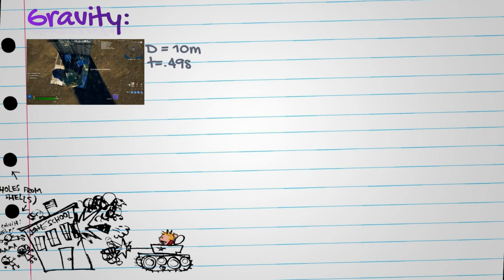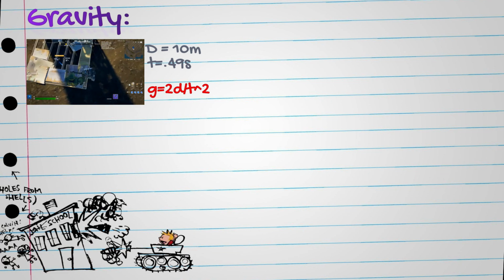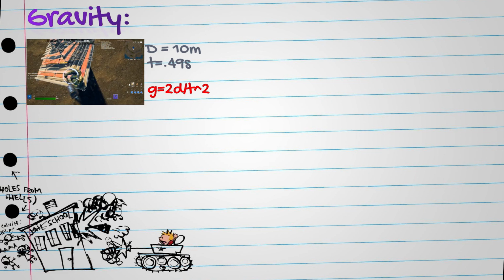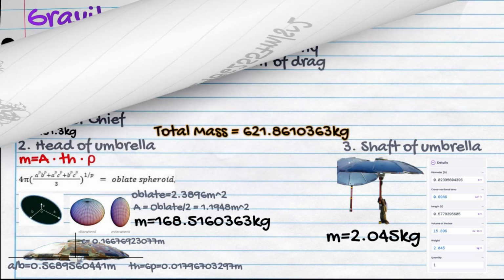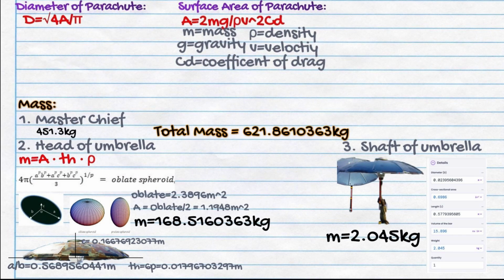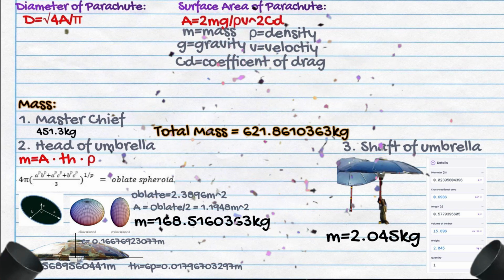We plug in our numbers into the gravity equation, which in this case is 2d over t. D is distance, t is time. And we get a gravity of 83.29 meters per second squared. So cool, we have gravity. Now, finally, we have the numerator of our fraction completed. Now for the denominator. The denominator is a much shorter process.